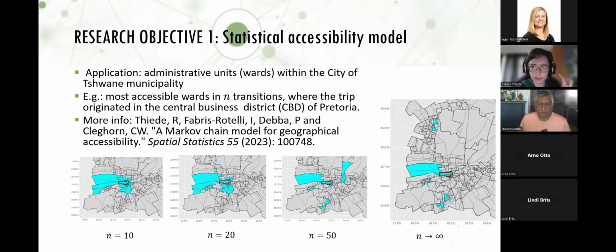To calculate it, I started in the CBD, but those wards in blue there, the highlighted ones, they are the most accessible ones in the municipality, regardless of your origin, because n has gone to infinity. So it's that limiting probability. And then we did manage to publish a paper. So there's more information there, and I've put the reference on the slide. So essentially, research objective 1 used Markov chain theory and the road network, so distance along the road network, to give us a measure of how accessible regions are. And this could be used on any set of regions connected by a road network. So that's the first research objective.